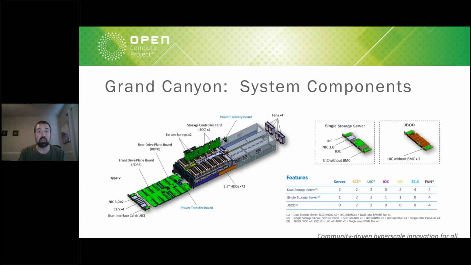Each of the 3 different configurations, the dual storage server, single storage server, and JBOD, have different population of the various modules in the system, and you can see that in the 2 diagrams on the right side of the slide. An additional thing to highlight here is the easy serviceability of the components, where almost everything is front accessible or top accessible for easy repair and installation. Also wanted to note that all the replaceable parts can be swapped without the use of tools, and the design supports hot swap replacements for the hard drives, SSDs, and the fans.